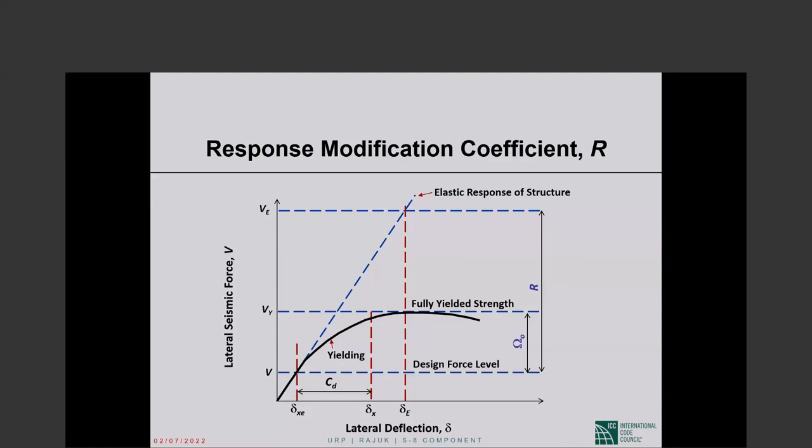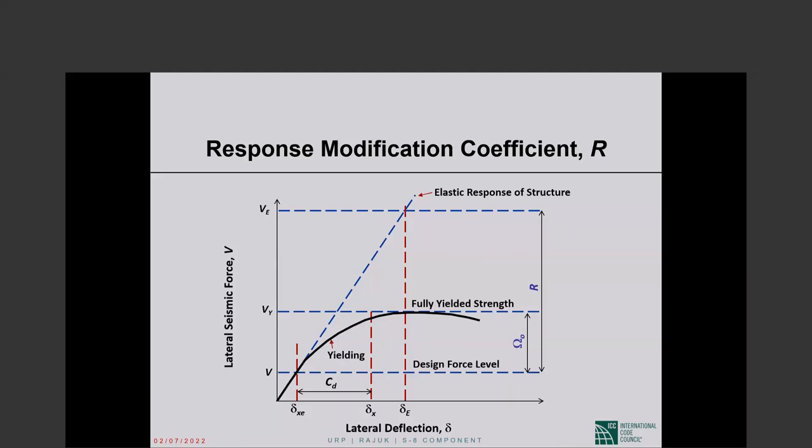Simplest way of looking at it is the ratio between the hypothetical elastic design base shear and the design base shear we are actually using in design. Okay. Now, this design base shear V is distributed along the height of the structure in the manner prescribed by the code. And we will look at that distribution in a little bit.